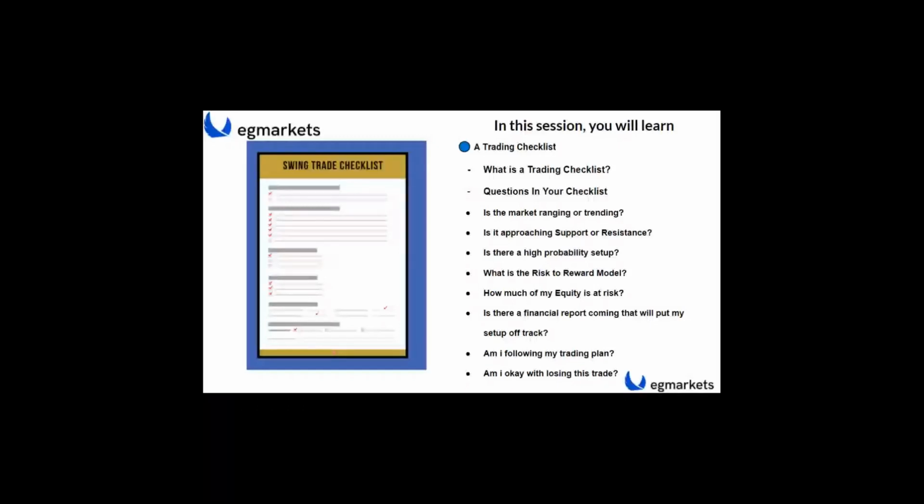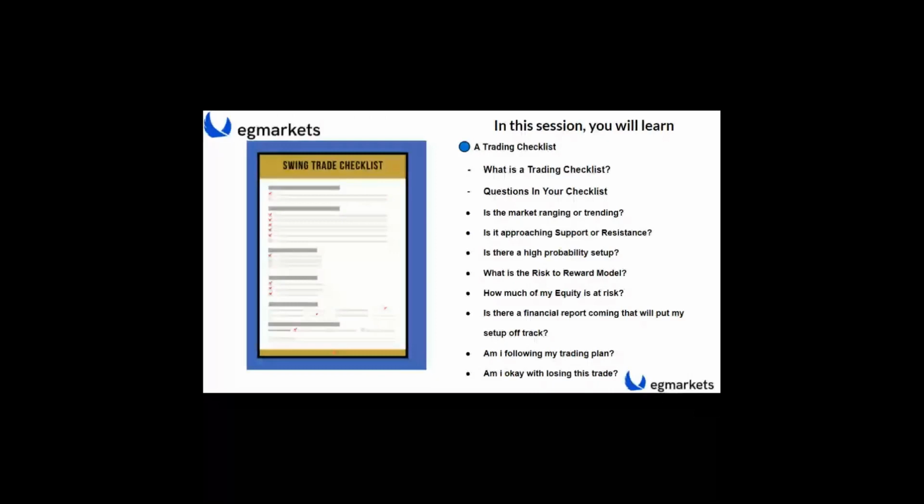Now, there are questions in your checklist that are very, very crucial. But before I go to those questions, I know you might be wondering, why do I need a checklist when I have a trading plan? I understand it might seem like you are trying to streamline your trading plan rather than focusing on what your trading plan is saying.